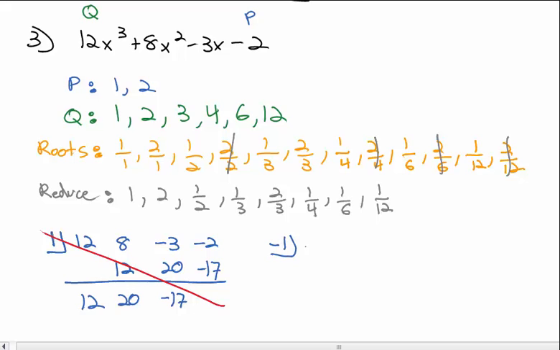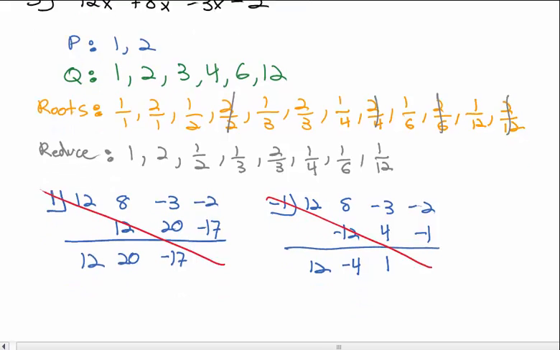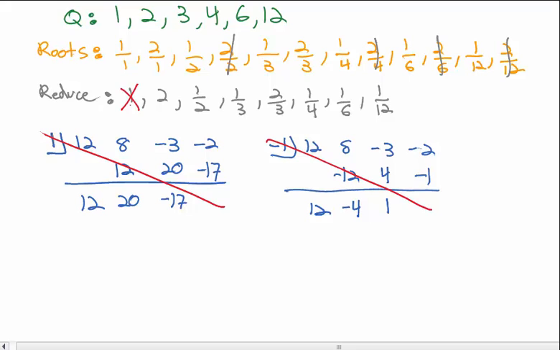So let's try -1 with 12, 8, -3, -2. Bring down the 12. Times -1 is -12, plus 8 is -4, times -1 is +4, plus -3 is 1, times -1 is -1. Not quite. Not going to work for us. So the 1's out. We tried the plus and minus. Don't forget, very important, you got to try plus and minus all the way through, positive and negative on each one of these. Checking both.